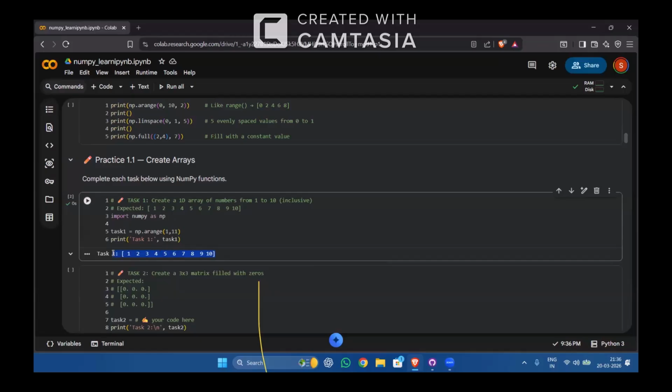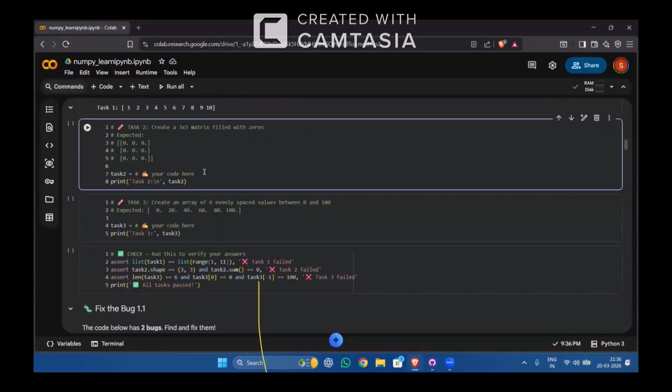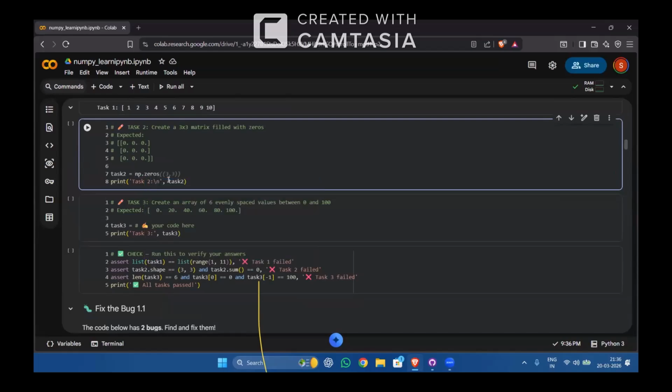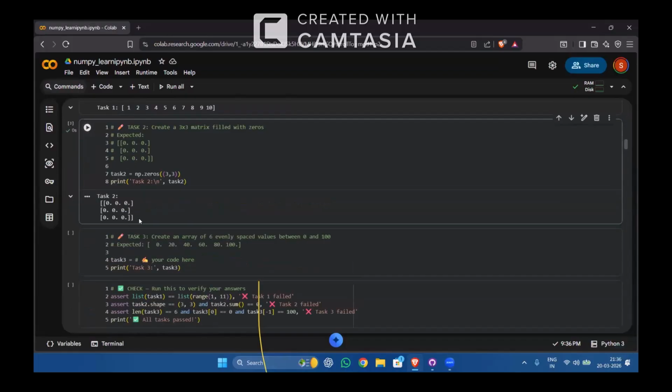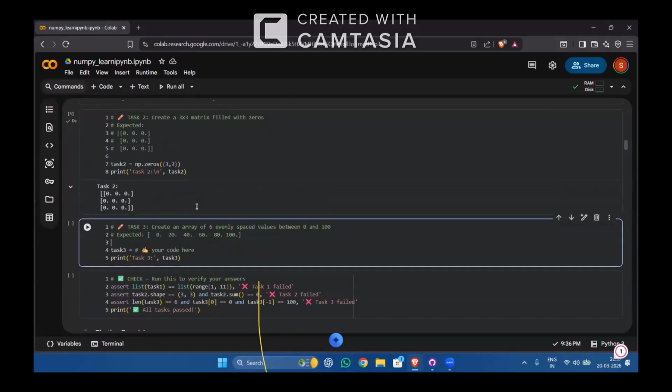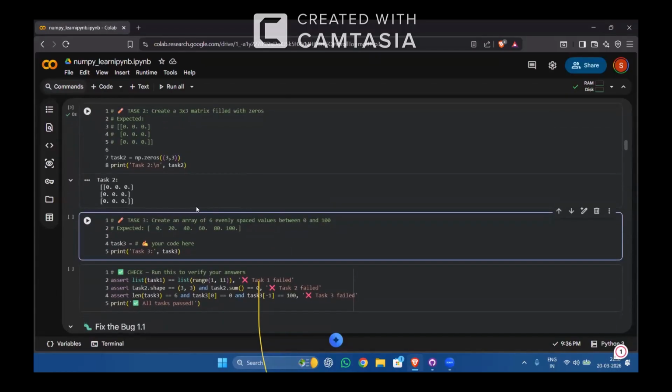Okay, fine. Can you attempt the second question? Yeah, the second question is also correct. See, np.zeros of 3 comma 3. Then she has created a 3 by 3 square matrix. Okay. The third task.